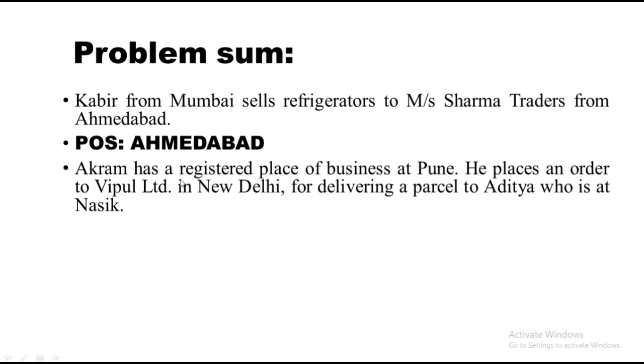So in our case, he places an order to Vipul in New Delhi for delivering a parcel to Aditya who is at Nasik. So here Akram has a place registered at Mumbai. He places an order to Vipul. So here, a basic place of supply will usually become Pune, because Akram is a person who has given an order to the supplier to supply goods to the recipient who is from a different place.